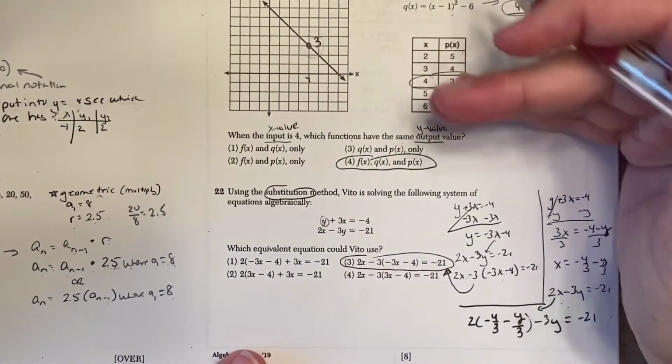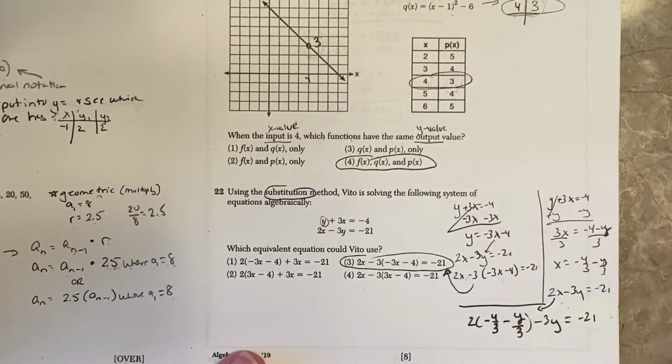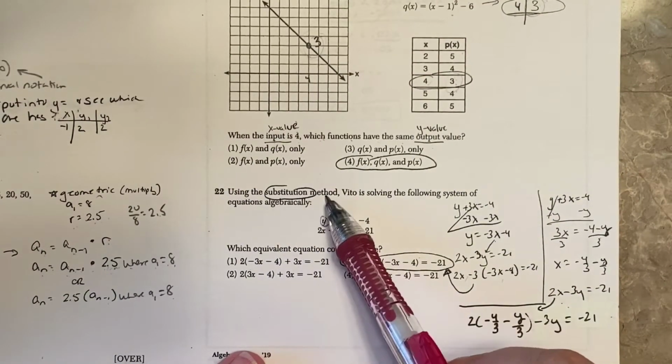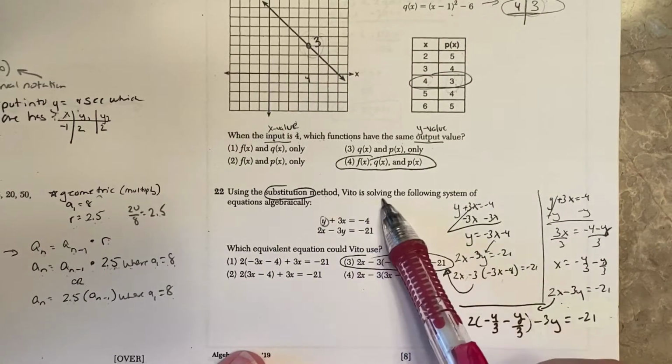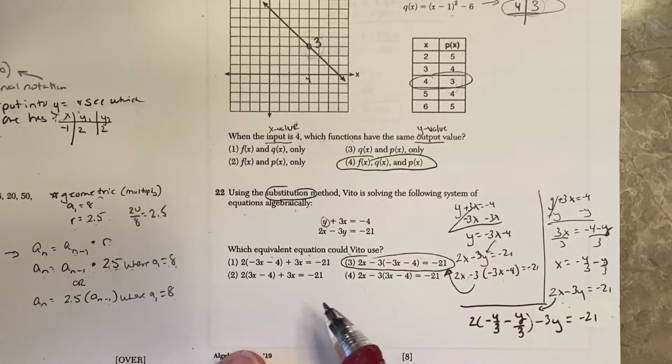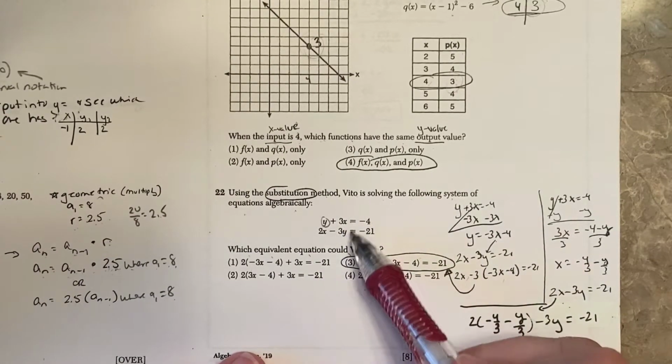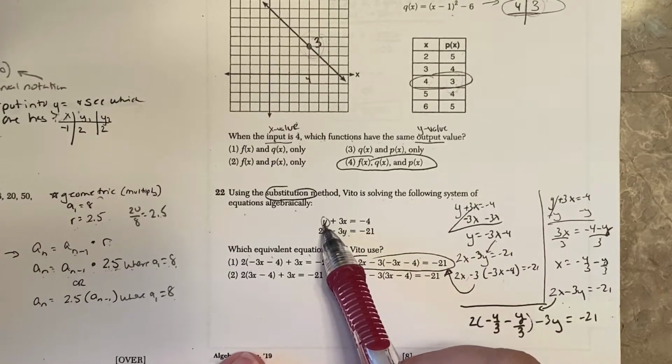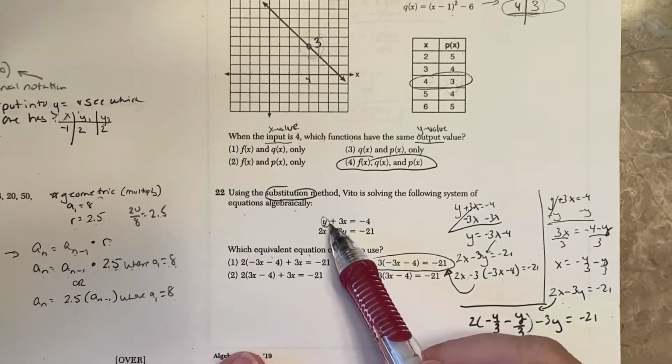All right, 22. Remember, as we get closer and closer to 24, it's going to get more difficult. So using the substitution method, it's telling you what to use. Vito is solving the following system of equations algebraically. Which equivalent equation could Vito use? All right, so when you do substitution and it's not set up for substitution, you want to look for the one of the two equations where one of the variables is completely by itself, meaning the coefficient's 1. And that'll be this up here.